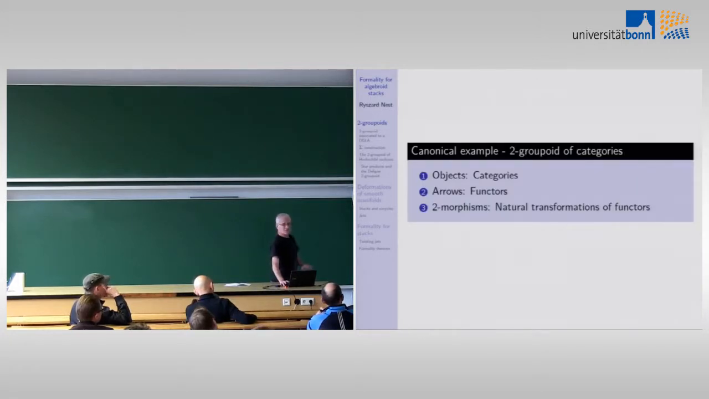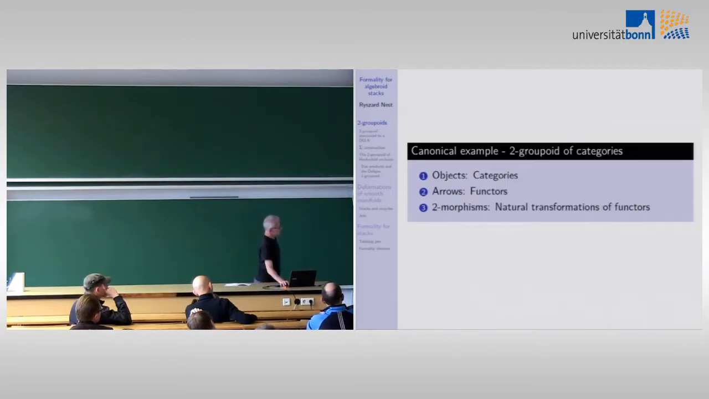So the canonical example of a two groupoid is the two groupoid of categories. And somehow one should really start from this one. So objects are categories, arrows are just functors between categories, and two morphisms are natural transformations of functors.